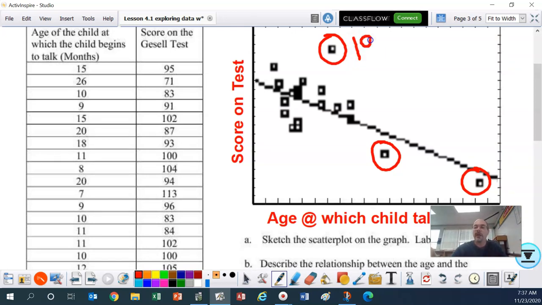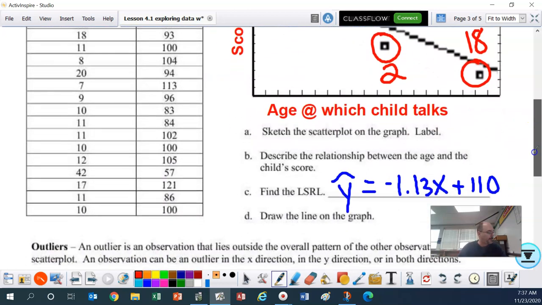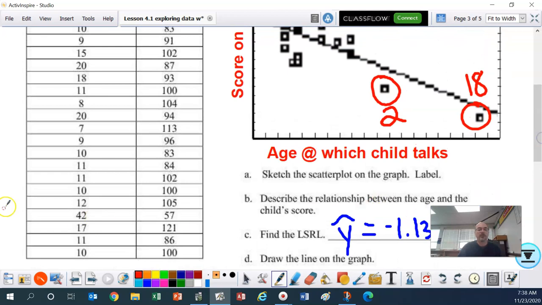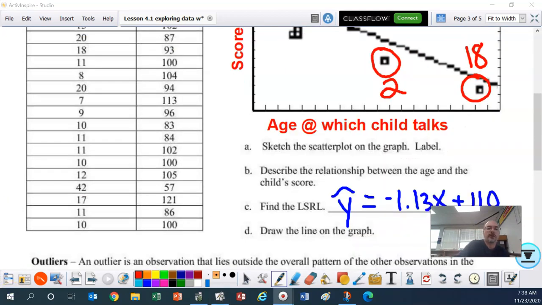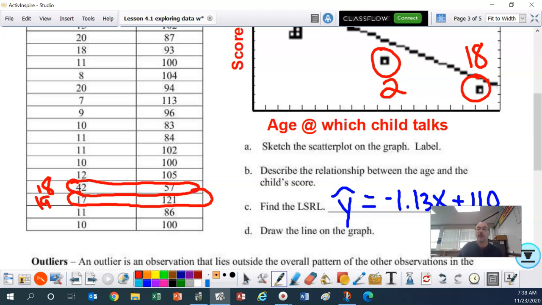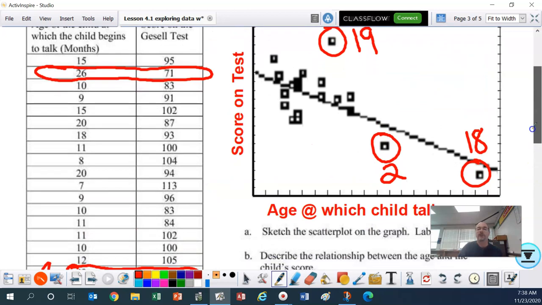This is actually child number 19. This is child number 2, and this is child number 18. So here's child number 2. They were older, they were 26 months old, and they got a score of 71. Then going down closer to the bottom, let's see if I can find those children. Here's child number 18. They were 42 months old before they spoke their first word, and they had a score of 57. And then the one underneath was only 17 months old, but had a high score of 121. So those 3 are definitely outliers.